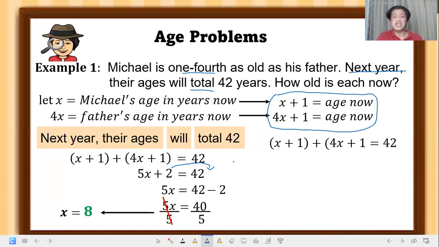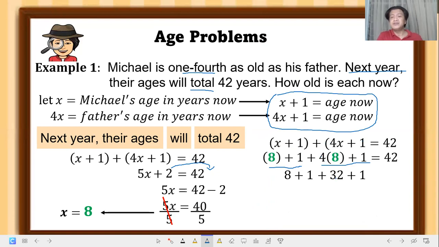Okay, all you have to do is check lang natin given the equation. I-replace lang natin yung x na nakuha natin which is 8. So, ito yung age ni Michael now. Ito yung age ni father now. Okay, pag inad natin yan, 42. Simplify natin. 8 plus 1, ito yung kay Michael. Then, 4 times 8, 32 plus 1, yun kay father niya is equal to 42. Then, you are going to simplify. That is 9 plus 33. Pag inad natin yan, dapat mag-equal siya sa 42. Since nag-equal yan, tama yung value na nakuha natin na x is equal to 8.